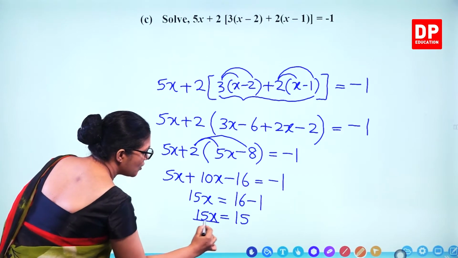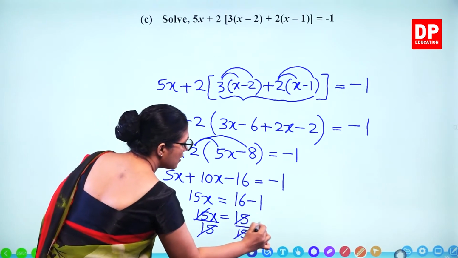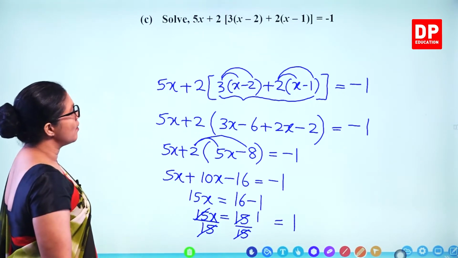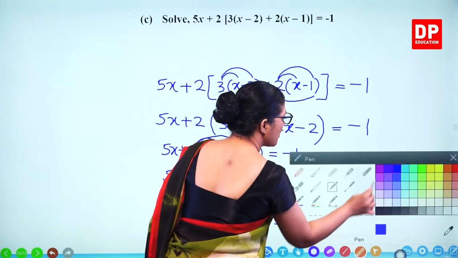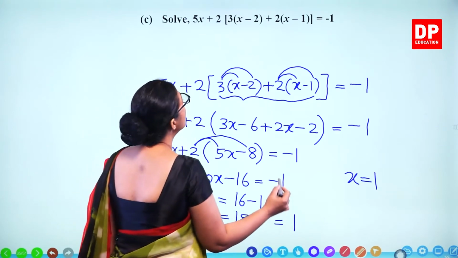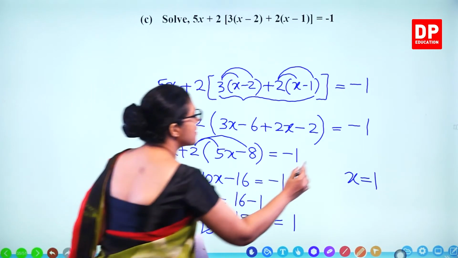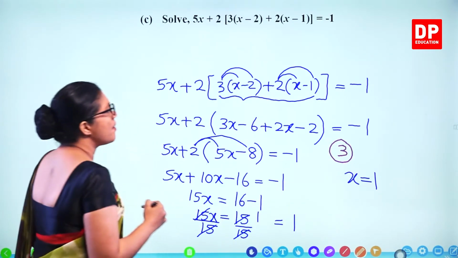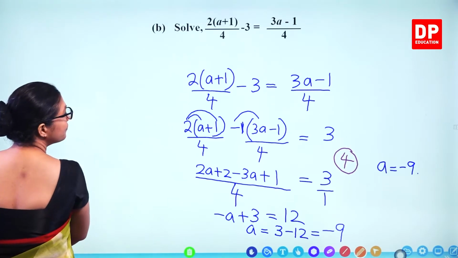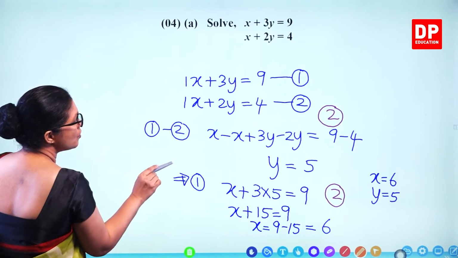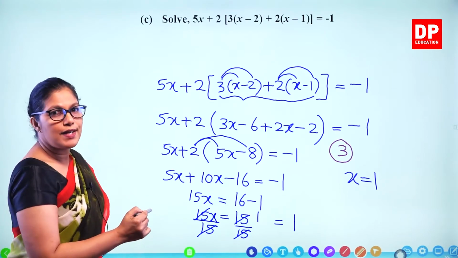So, what is x? You divide both sides by 15. You get 1. So, x equals 1. So, that's the solution of this equation. We call it solutions. So, how many marks for part C? 3 marks. 3 marks for part C. So, we gave 4, this one 4, 4, 8 plus 3, 11 marks.